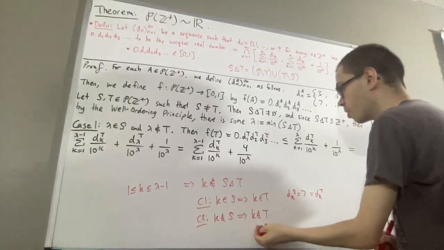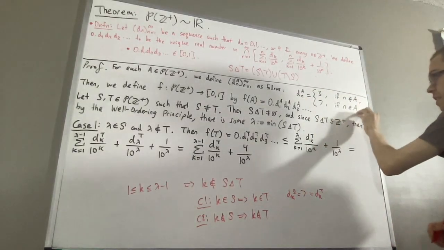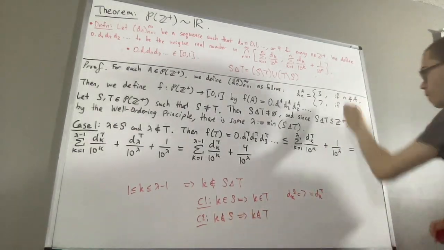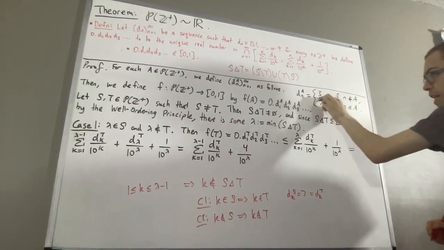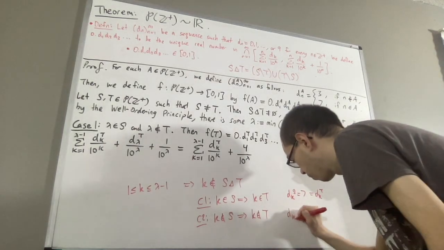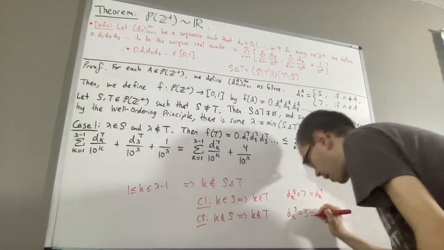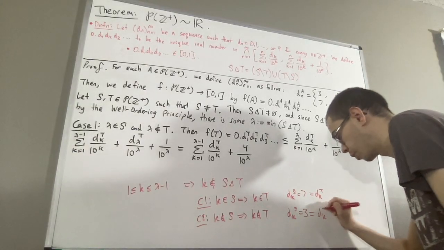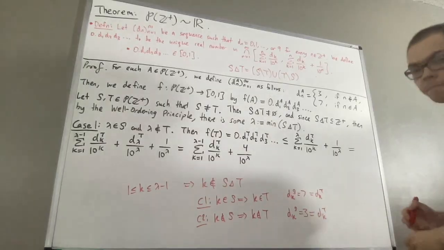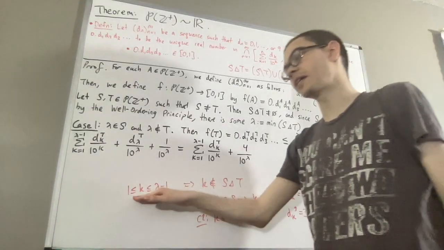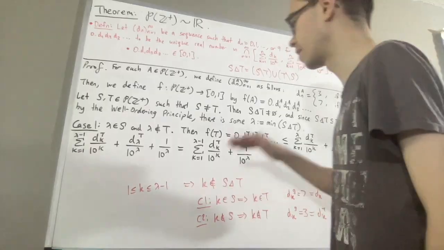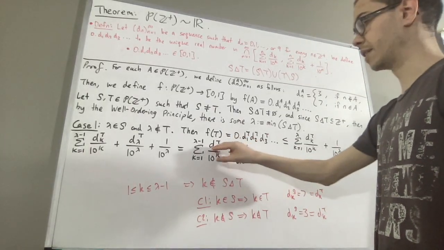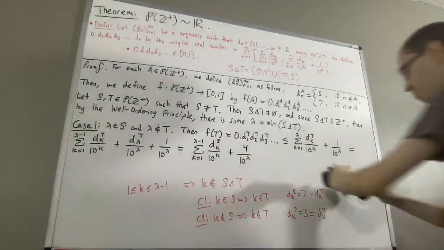But then from here, we go to the definition of these sequences. Well, since k is not an element of s, we fall under the first case this time. So dks is equal to 3. And since k is not an element of t, we also get dkt equal to 3. So they're both equal once again. Since k could be any integer between 1 and lambda minus 1, that tells us that we could take each term of the sum, replace the dkt with dks.